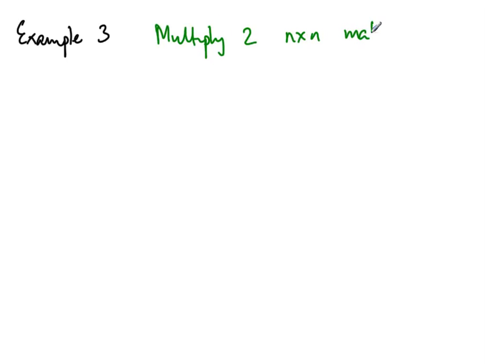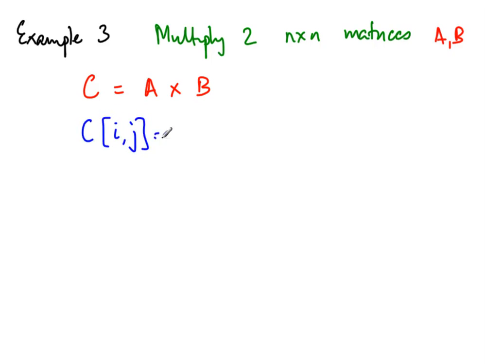Now let's look at a more traditional example from mathematics. Supposing we want to actually multiply two n cross n matrices, call them A and B. So we want to compute C, which is an n cross n matrix, as a product of A and B, and we know from basic linear algebra that each entry of the form Cij is going to be obtained by taking a row of A and a column of B. So you're going to get a sum of this form.